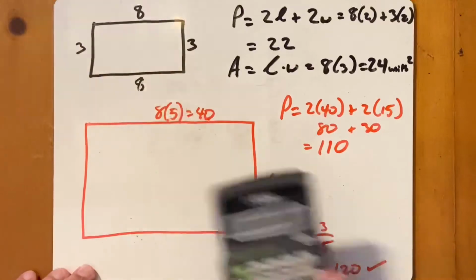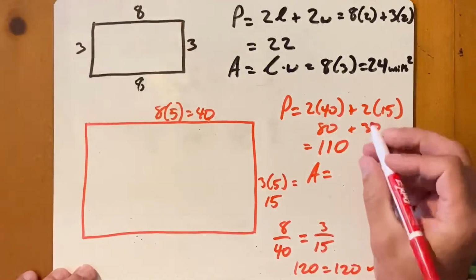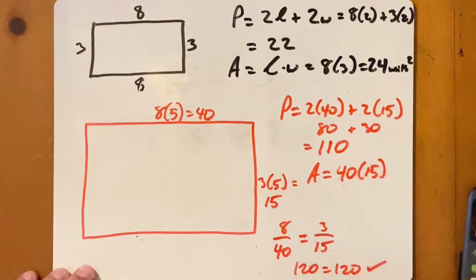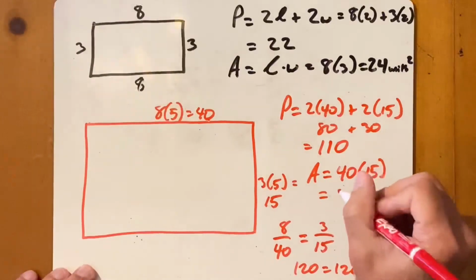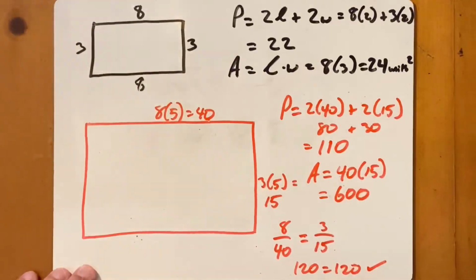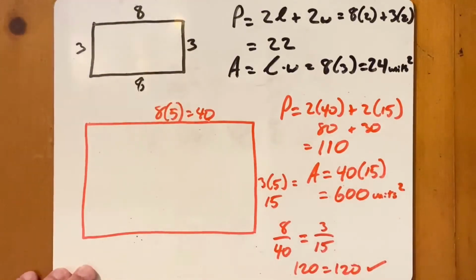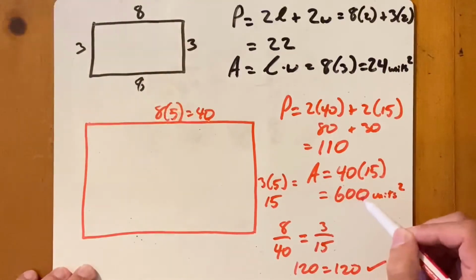Now let's see what happens with the area. The area, again, is length times width. So we're going to do 40 times 15, and that's going to give us a new area of 600. Our original area was 24. Our new area is going to be 600 square units.